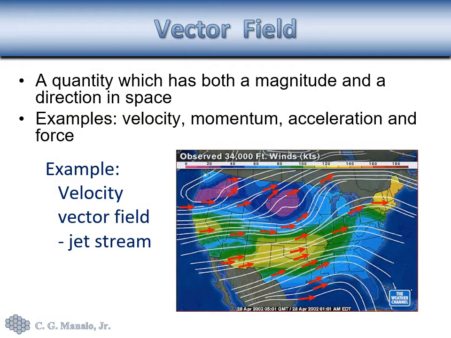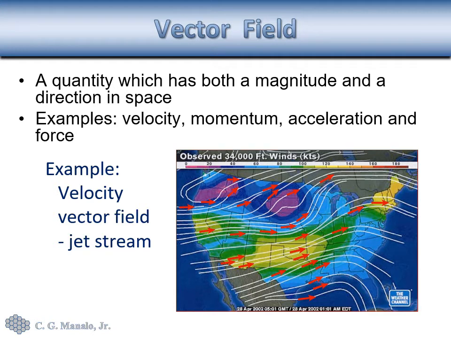A vector field has both magnitude and direction in space. So good examples are velocity, momentum, acceleration, and force. For these quantities to be meaningful, it is not enough to define them as having a magnitude, but of course a direction as well.